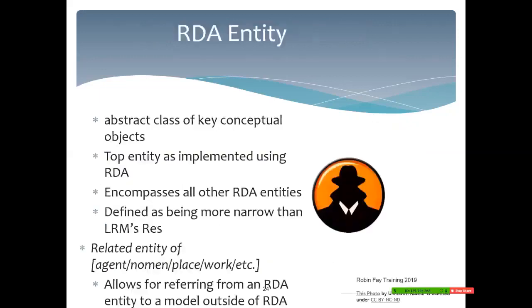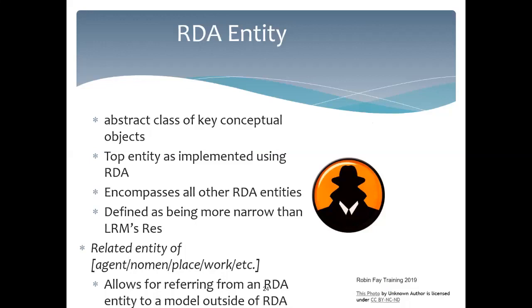RDA entity, so there's sort of two things. There's RDA entities, meaning any sort of anything in this model. And then there's this RDA Entity, sort of our master entity in RDA. So this is at the highest level of RDA, and this is what slots us into the LRM. So the LRM has at the top res, and then we just plug right in under res with our RDA Entity. And then we can pull in kind of everything below it.